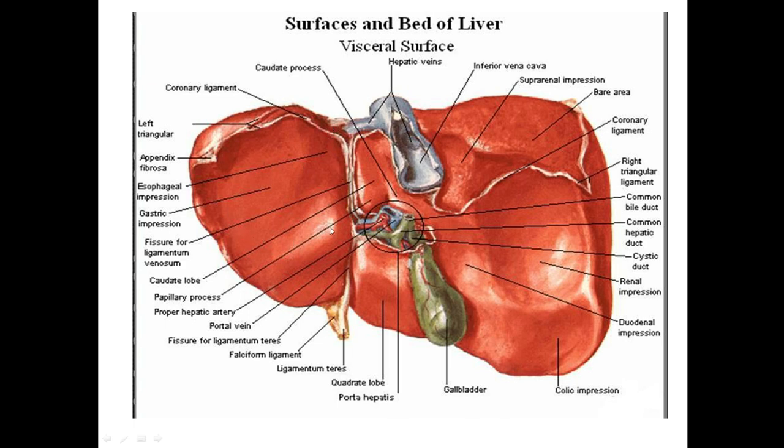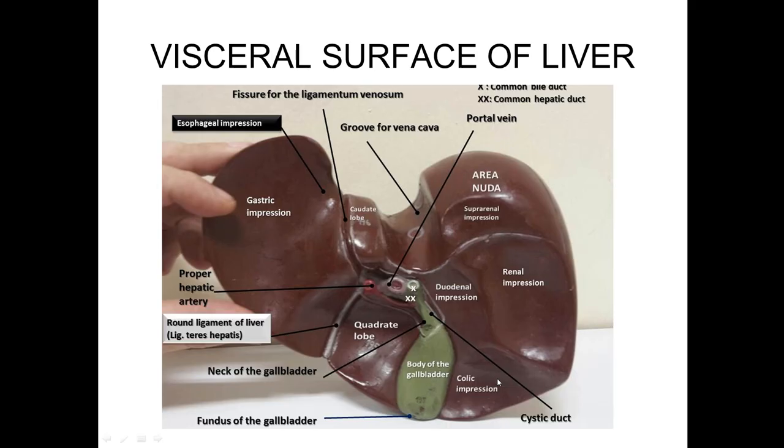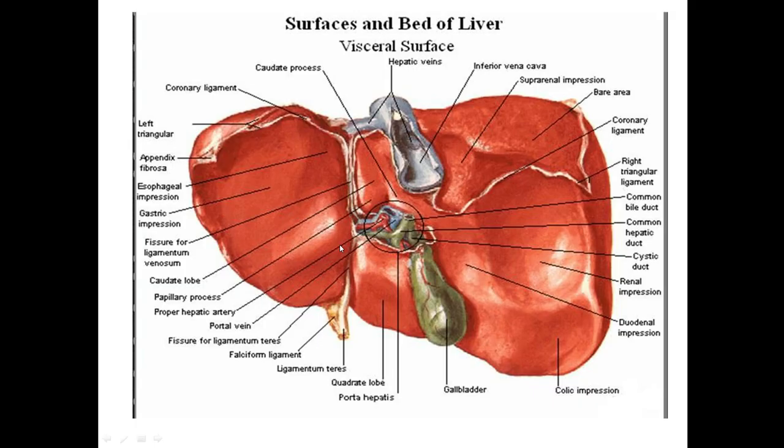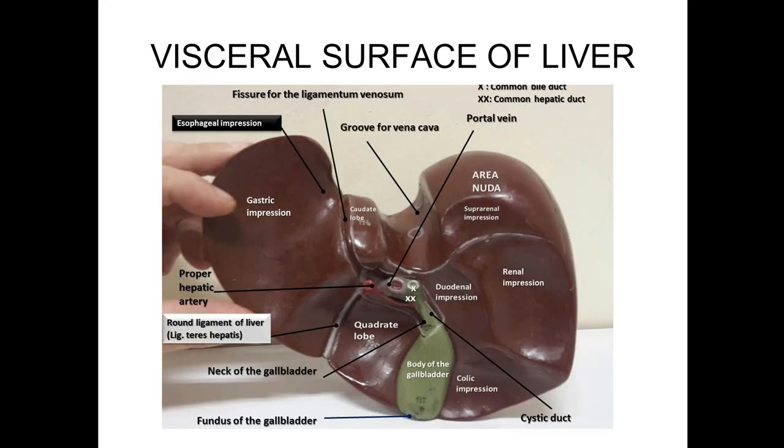Here lies the gastric impression. Now we can see the same thing in another slide that is more clear to you. Here lies the gastric impression, the esophageal impression over here. That was not a model, it is a schematic diagram. Here is the model of the liver in which we can see the relations of the liver.